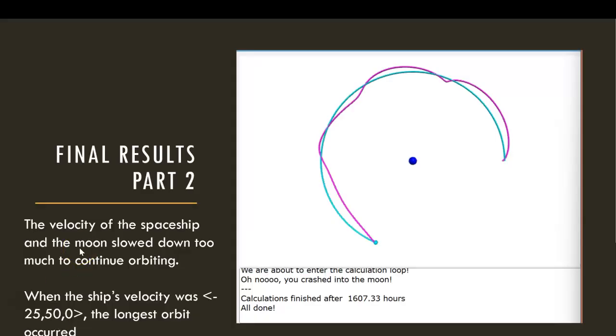So in the final results, I couldn't manage to get a perfect orbit without the moon and the ship crashing due to the change in speeds, as both of these objects orbited around the planet. The speed of the moon decreased as it got farther away from the planet, and it allowed the speed of the ship to decrease as well, as you can see by the increasingly longer period as the ship and the moon continue their orbit. The velocity I chose was negative 25 meters per second in the x direction, 50 in the y direction, and 0 in the z direction, which was the point where the longest orbit occurred.